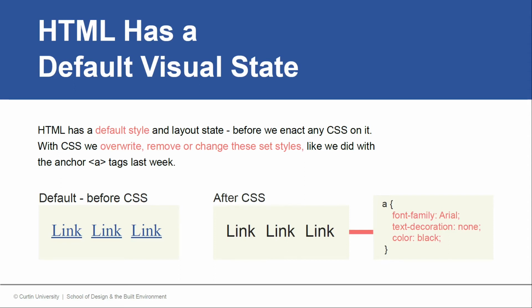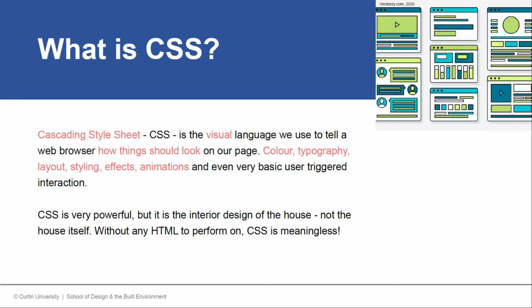So default CSS is things like blue underlined links when we use the A tag, for example, and we can take that off by setting the font family. Instead of having Times New Roman, we might set it to Arial. We can go text decoration none to get rid of the underline, and we can change the color to black so it's no longer blue. So this is the general concept of overriding the default visual state with some CSS rules.